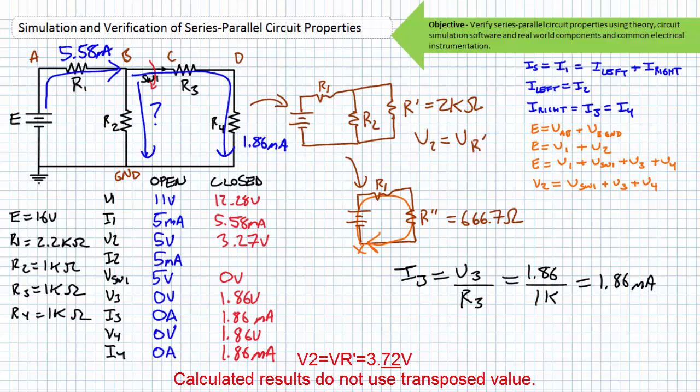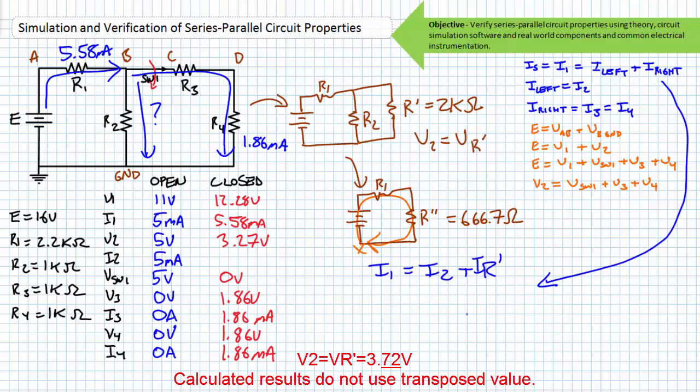Given our previous understanding that approximately 5.58 milliamperes of current entered node B, and the series elements within the R prime path are known to experience a current draw of 1.86 milliamperes, we can use Kirchhoff's current law to solve for the current through R2. If I1 equals I2 plus IR prime, we can substitute in the calculated values of I1 and IR prime. We can solve for I2, where I2 equals approximately 3.72 milliamperes.